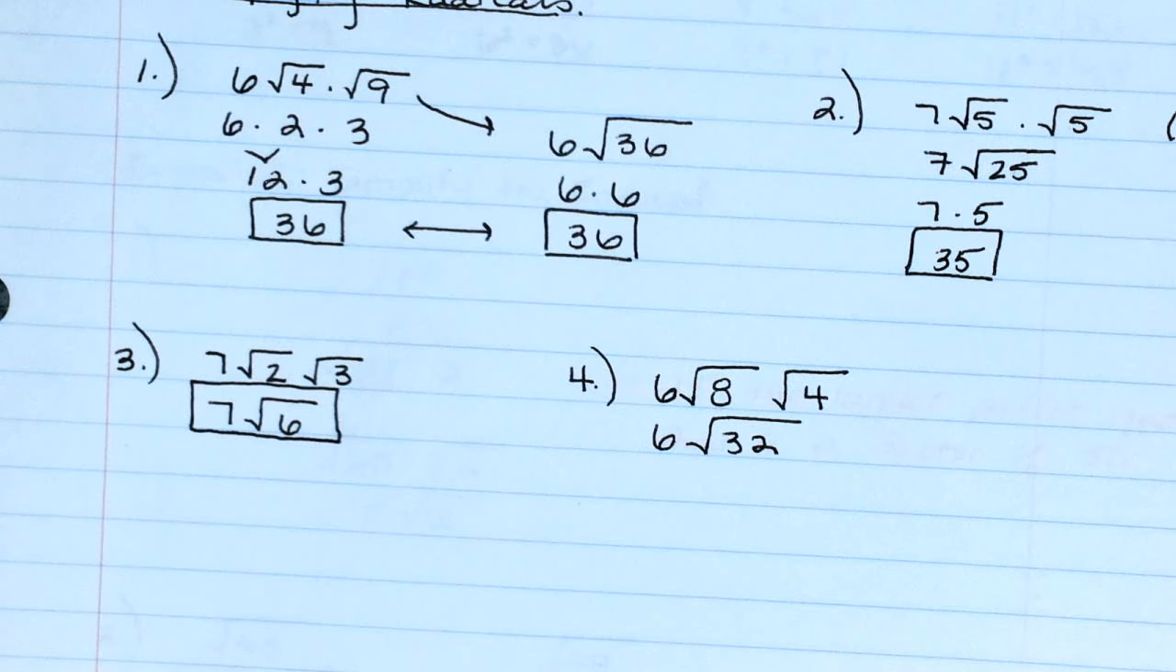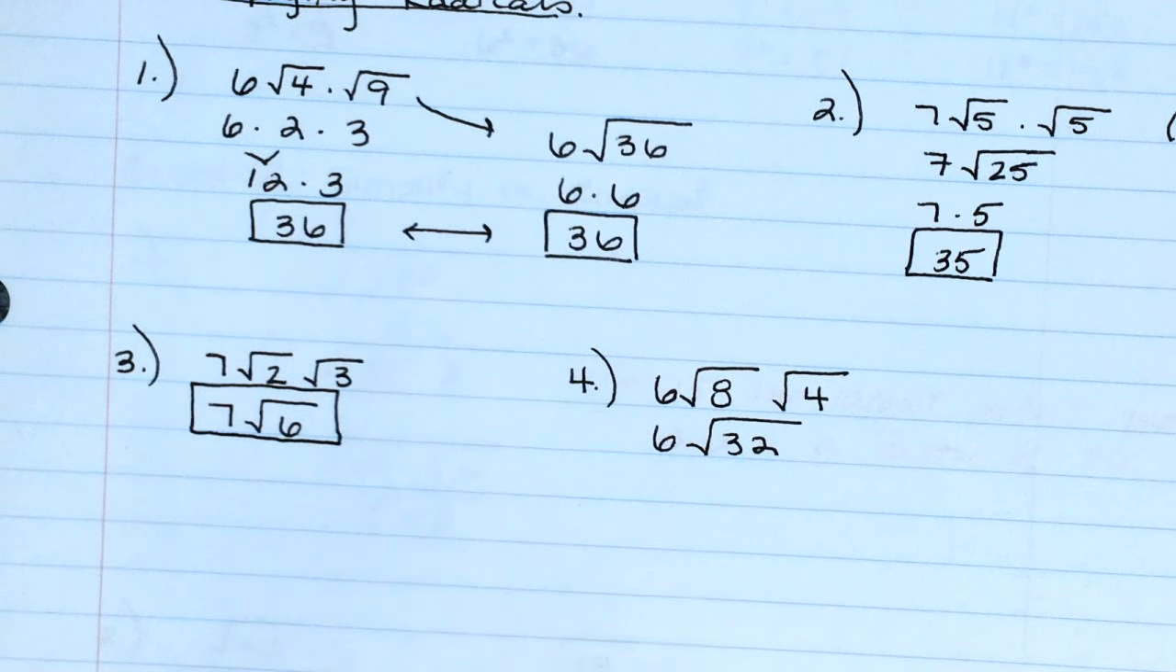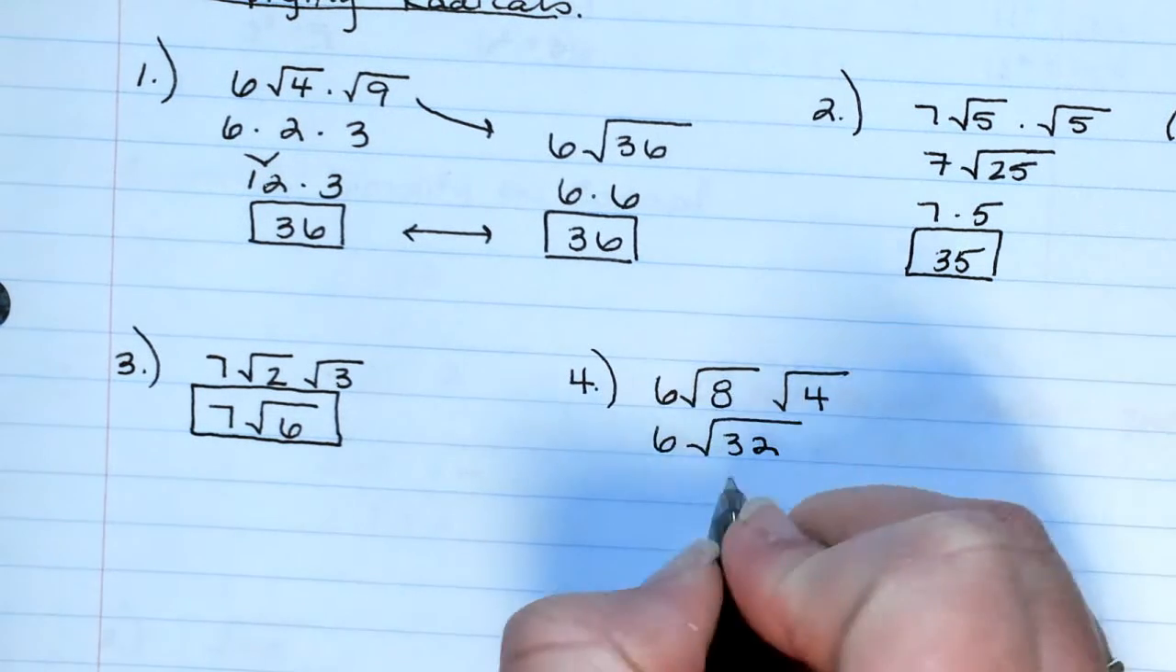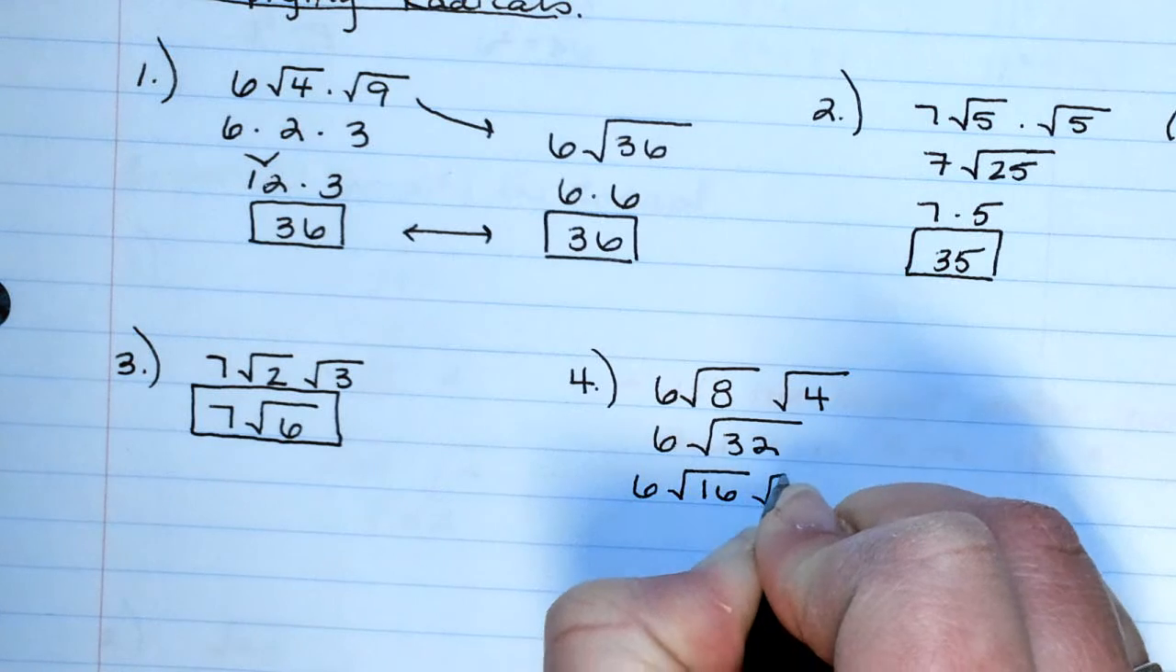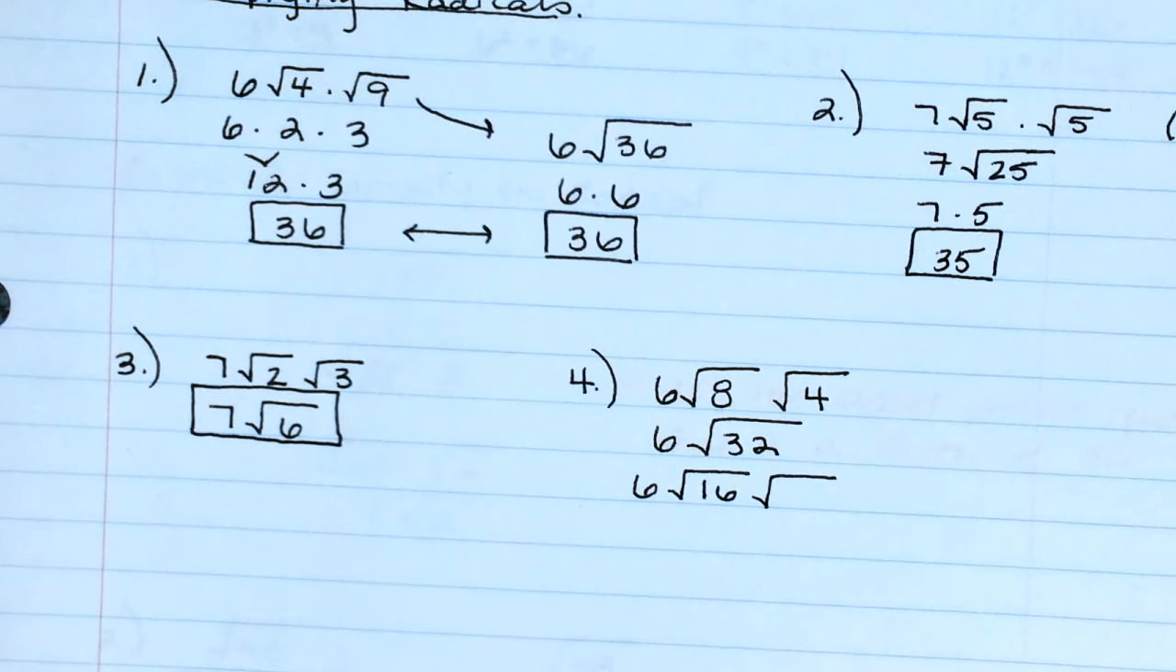Should we leave it like this? Not this time. Why can we not leave that as our answer this time? It can be simplified. What is a perfect square that goes into 32? 4 goes into it, but there's something bigger. 16. So this becomes 6 times the square root of 16 times what gets you 32?